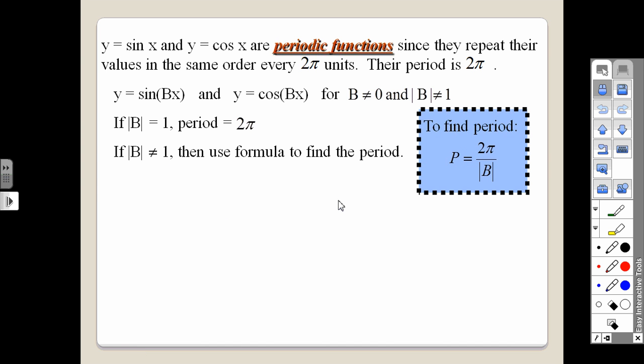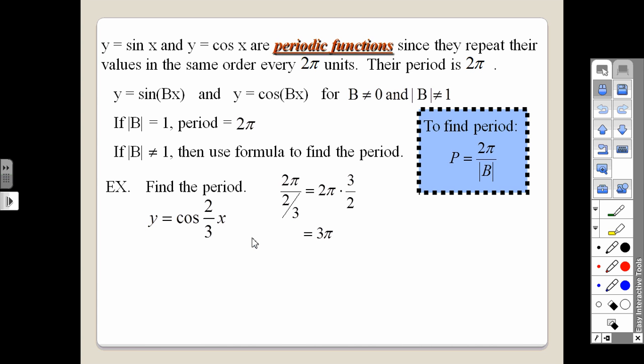So we're going to use this formula, 2 pi divided by the absolute value of b, in order to calculate our new period. So let's take a look at an example here. It says find the period of y equals cosine of 2/3 x. So this 2/3 is our b. We're going to plug that into our formula, 2 pi over 2/3, which works out to be 3 pi. So our period is 3 pi.